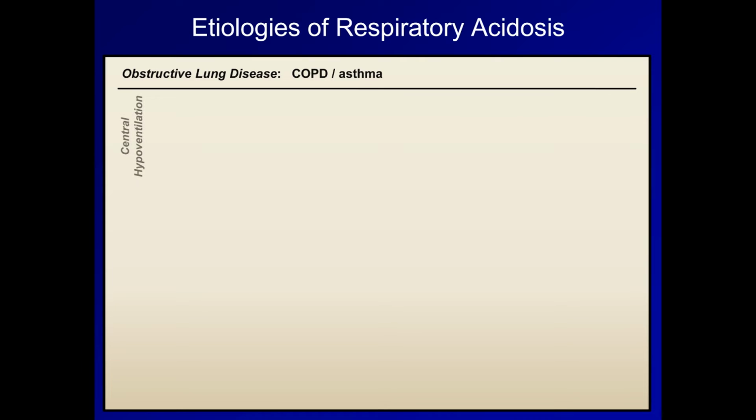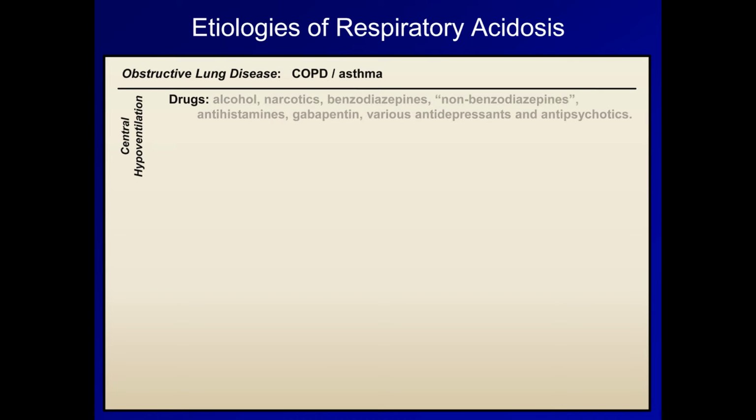Next is the category of central hypoventilation. These are primary problems located in the brainstem. The most common of these is drug intoxication. The list of drugs which can lead to respiratory depression in toxic levels is very long in itself. The big 3 drug classes here are alcohol, narcotics, and benzodiazepines.